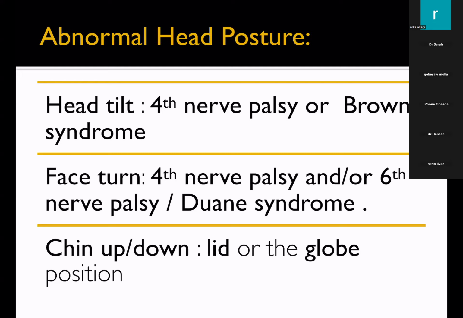We can go through these abnormal head postures briefly. If the face is turned to one direction, like to the right or the left, we have to look carefully for a horizontal cause of this face turn. Usually one or more of the horizontal muscles are involved. If the head is tilted, most likely we want to look at the oblique muscles. One of the oblique muscles is involved in this etiology. If the chin is up or down, we have to look at the lid or globe position and any vertical deviation.